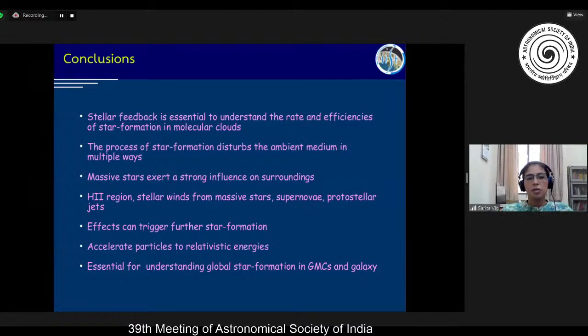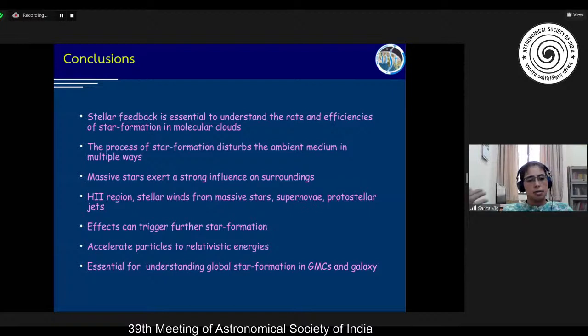Stellar feedback is essential to understand the rates and efficiencies of star formation in molecular clouds. This process disturbs the ambient medium in multiple ways, for example, through HII regions, stellar winds from massive stars, supernovae, and protostellar jets. Massive stars among them exert a stronger influence, and these effects can be positive or negative. In terms of positive, they can trigger further star formation.